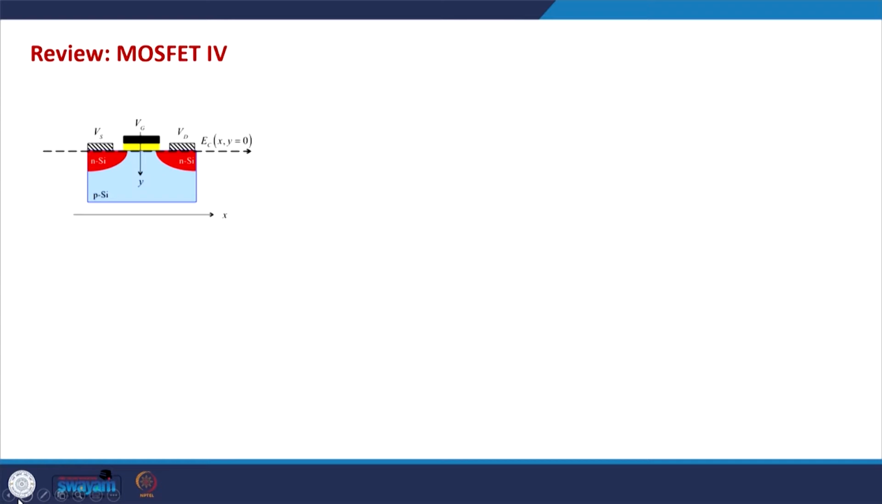Hello everyone. Today in this lecture we will continue our discussion on the MOSFET IV characteristics, which we started in the last lecture. Before going forward, let's quickly review what we have seen so far. This is a typical structure, a typical geometry of the MOSFET. It has a source, a drain, a gate, mainly a 3-terminal device, and also has a body terminal or a substrate terminal.